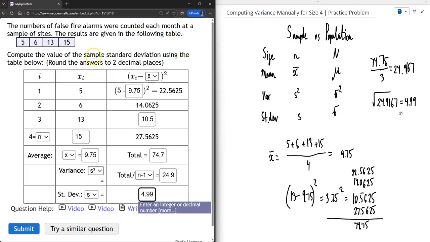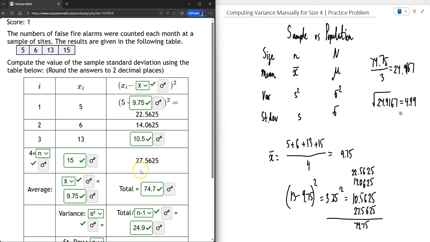Now, it does say round the answer to 2 decimal places, and the final answer is the standard deviation, which we round to 2 decimal places. But to get the first 2 decimal places accurately, we have to keep the variance rounded to 4 decimal places, because here we take the square root. If you round to 2 decimal places too early, then this answer may be inaccurate. But I think we finished the problem. Let's press submit to get the credit. We got full credit.